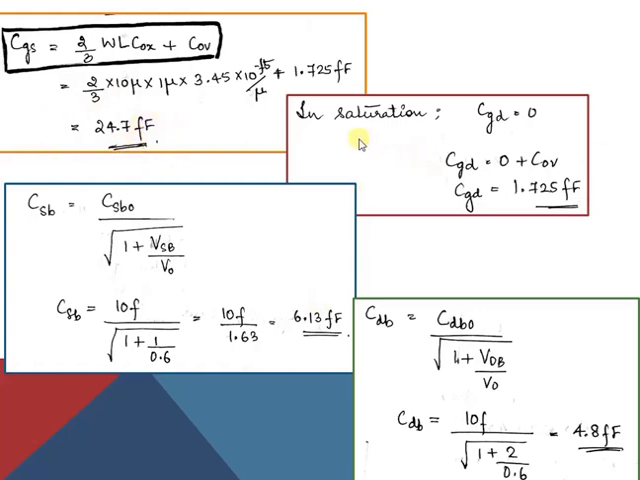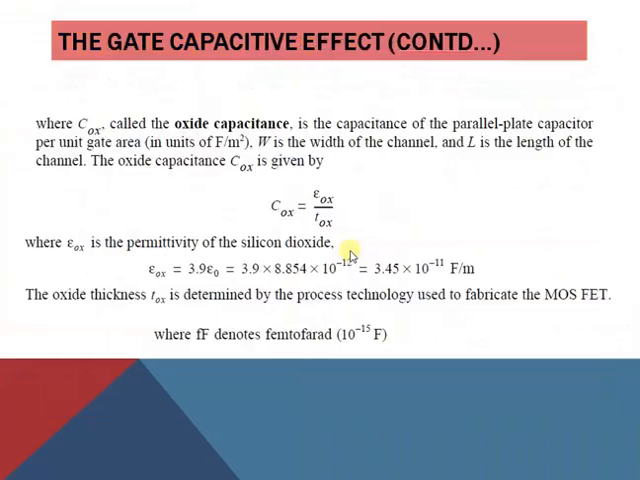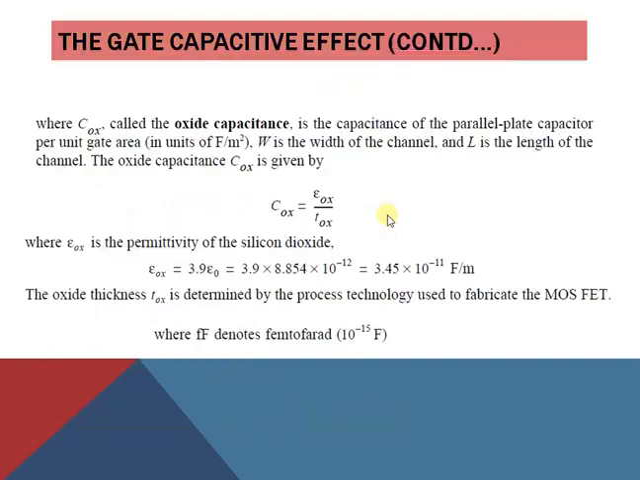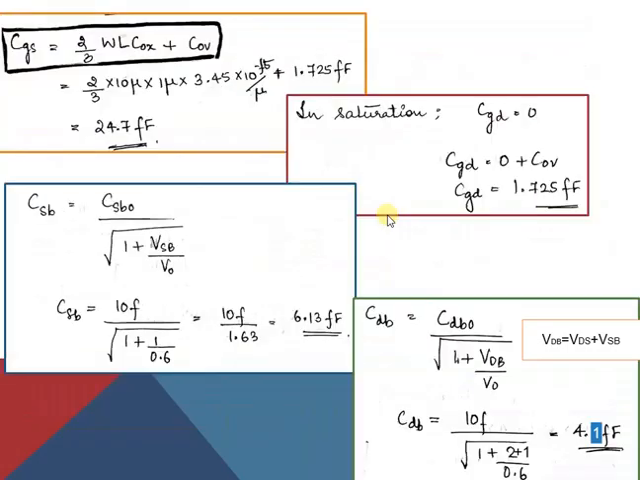Now in the saturation region, CGD is equal to 0. If you can see that particular slide, CGD value in the saturation region is 0. But since we need to compute the overlap capacitance, CGD will be equal to 0 plus COV, so that is why it will be equal to 1.725 femtofarad.